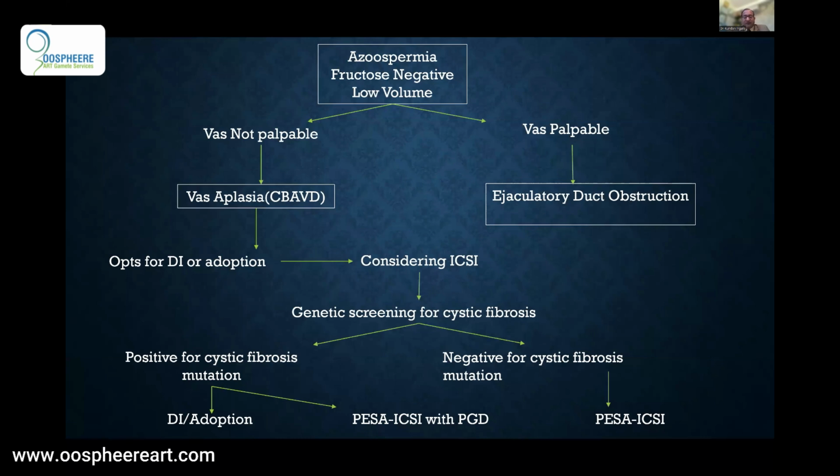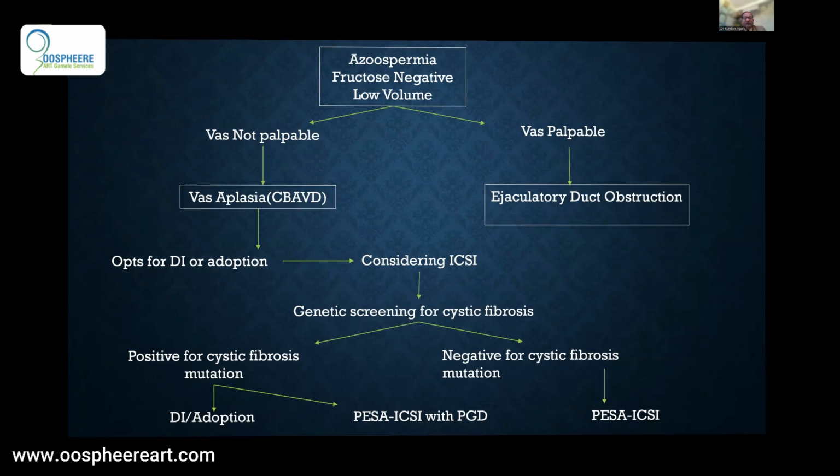If it is positive for cystic fibrosis mutation, then you also have to check the wife's cystic fibrosis carrier status. If she is negative, we can go ahead with PESA, ICSI with PGD. Now, if it is negative for cystic fibrosis mutation, then there is no need to do any screening. You can safely go with PESA and do the ICSI with the sperms retrieved from PESA.